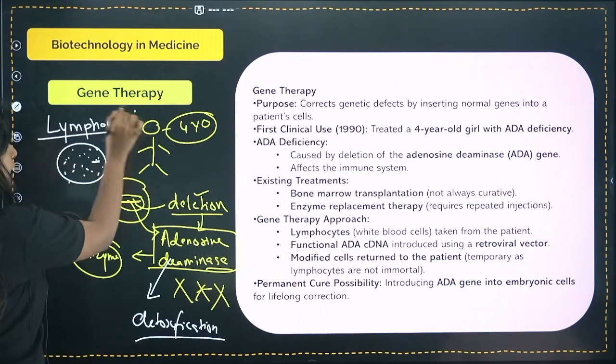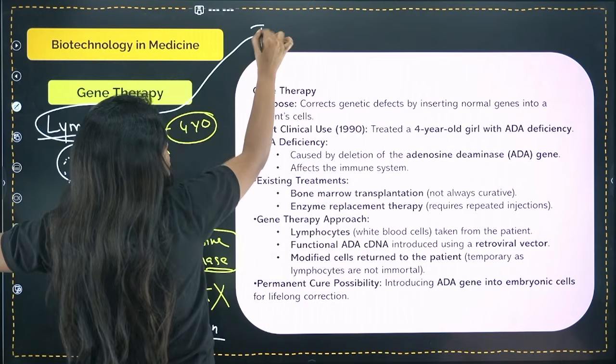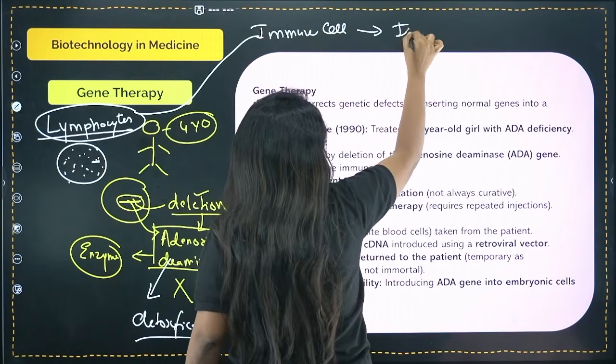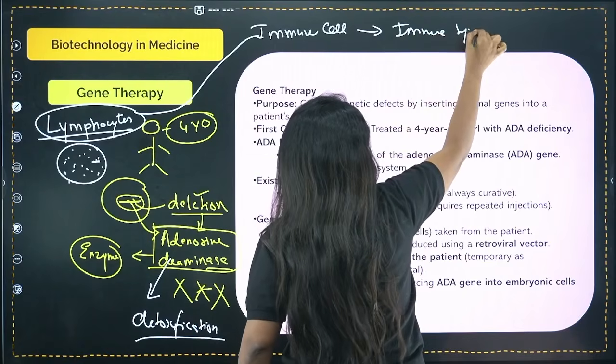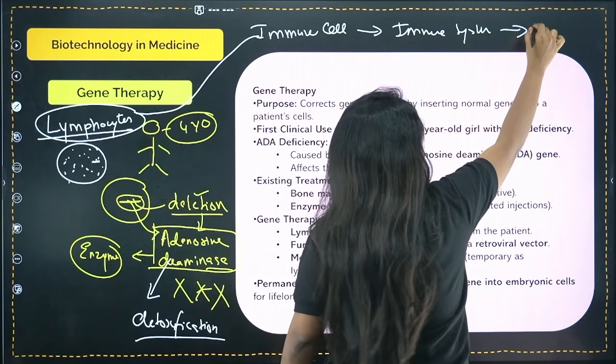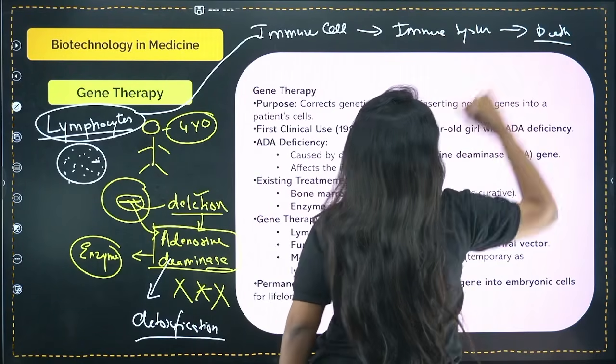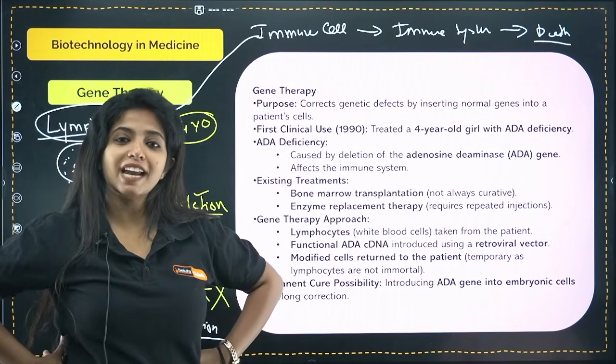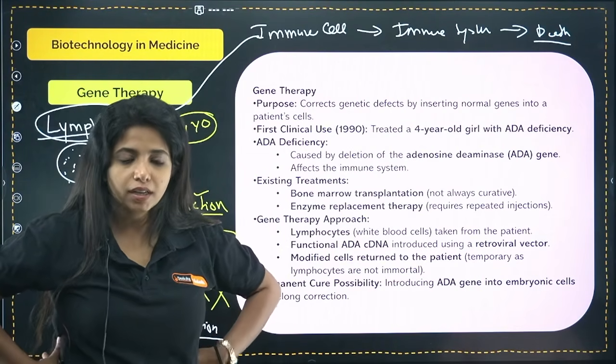And lymphocyte, what is it? An immune cell. And if an immune cell is affected, our immune system is going to be affected. If our immune system is affected, do you think we can live? No. It will later lead to death. So that is a very big problem. So what can be done? That is the next question.